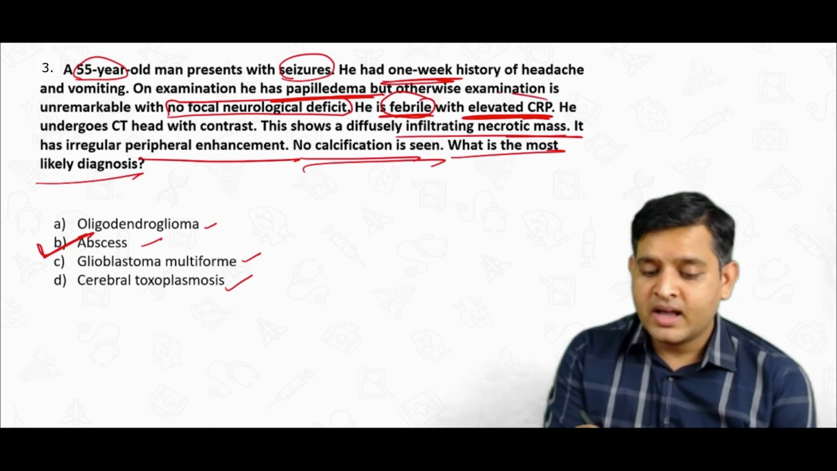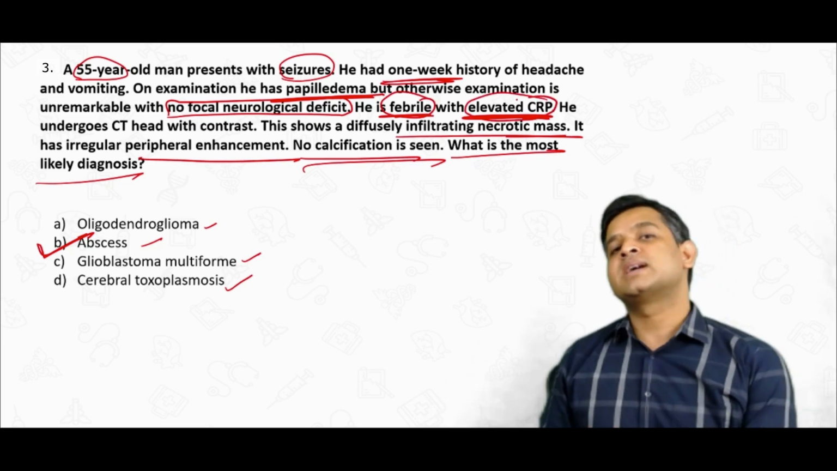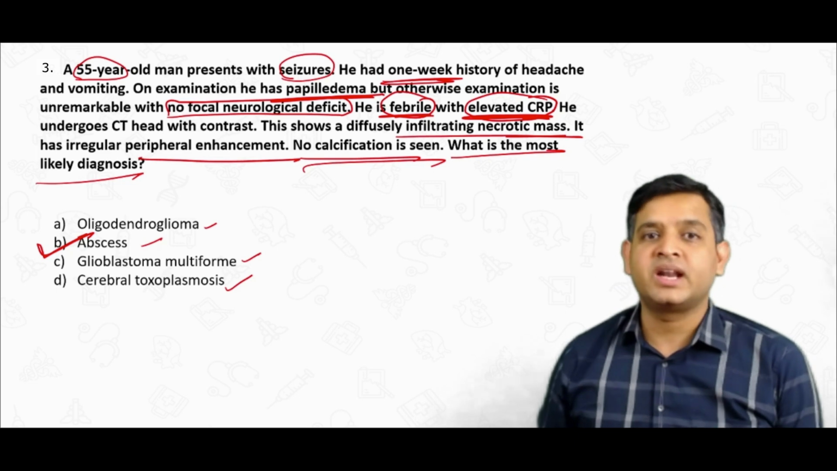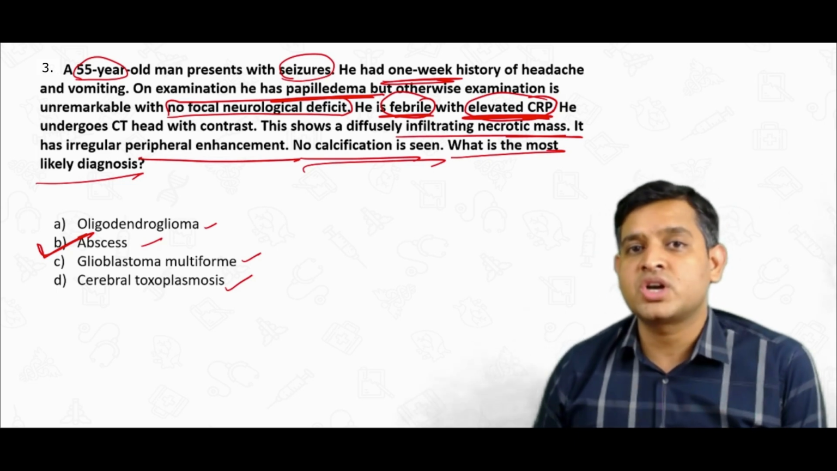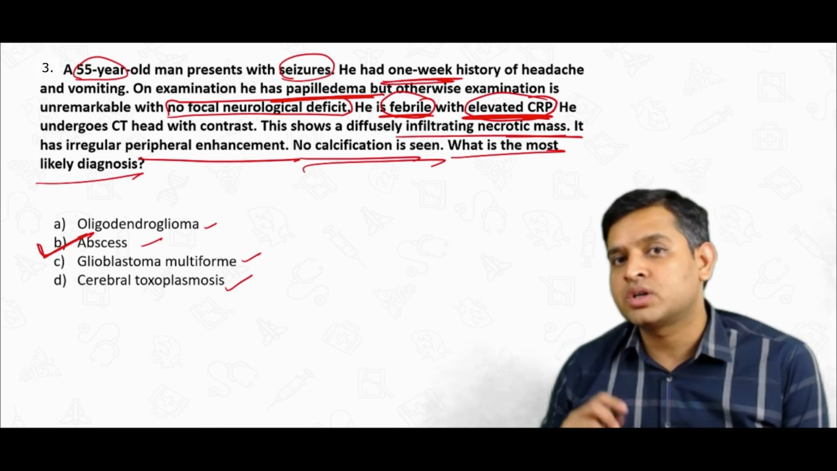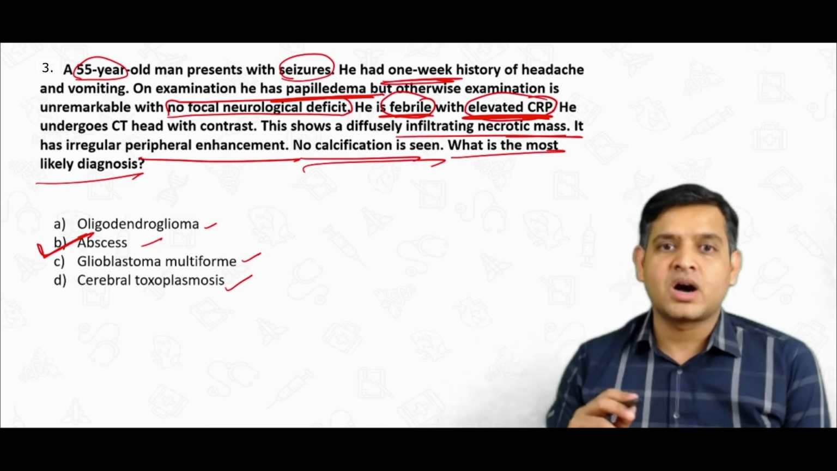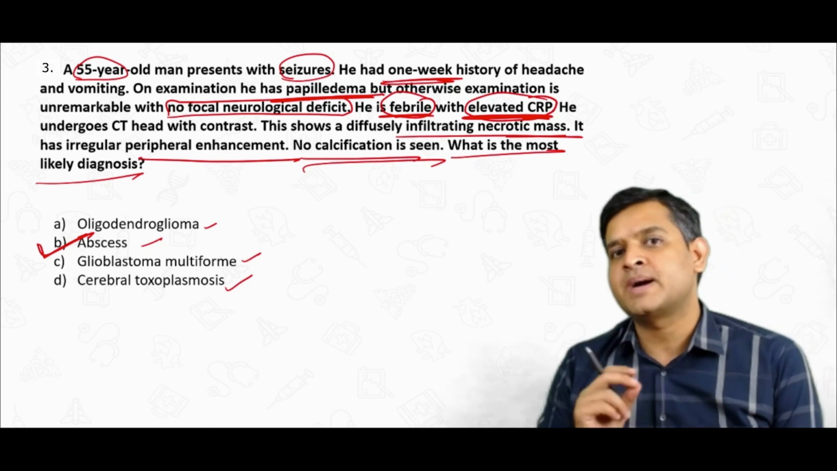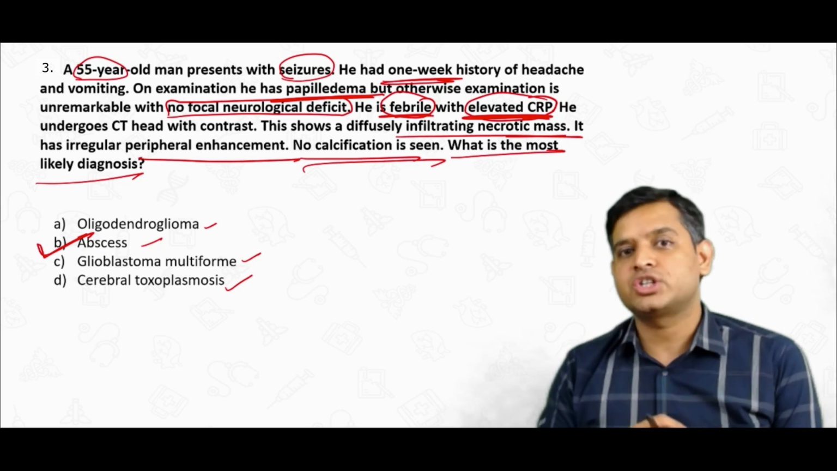Febrile patient, elevated CRP. The examiner is trying to tell you that you are dealing with a case of an infection like an abscess, not a tumor. Okay, so that is how you should read a clinical pattern question to take advantage.